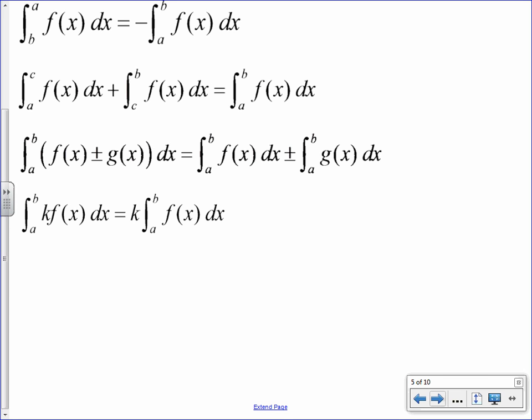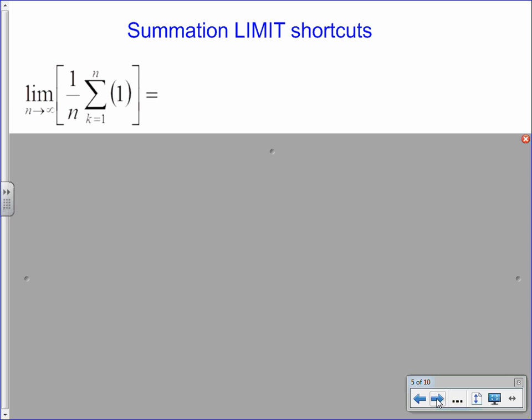Now, on our quiz, you had to know some shortcuts, correct, for summations, okay? And you're thinking to yourself, Mrs. Holman, why did I need to know this? Okay. We will now use those to help us, okay?